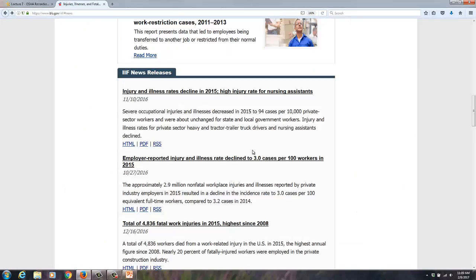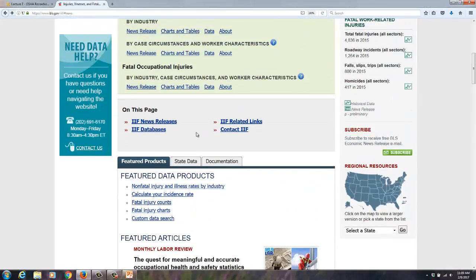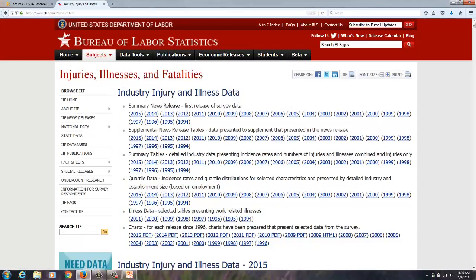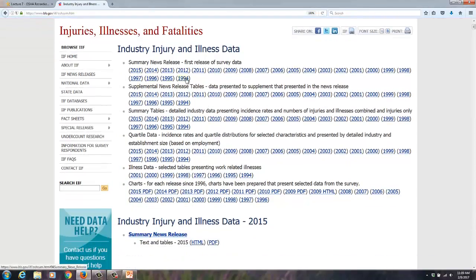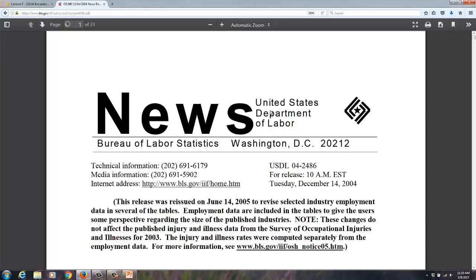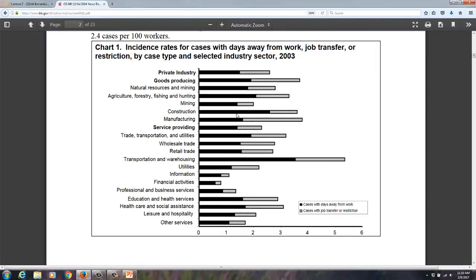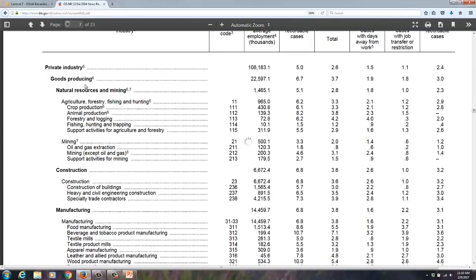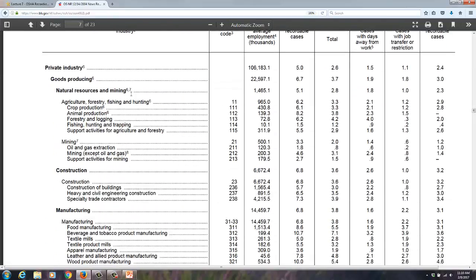Now, if you want to see older versions, we can go to national data and non-fatal by industry, and we can go all the way back to 1994. But these reports are very, very different from the 2003 on. If I want to see 2003 numbers, I go to the summary in PDF, and it's a similar laid out report. There are just some different tables and charts. Then we get to table 1, incidence rates. See, they don't have the private industry plus state and local government. They didn't collect that back then.